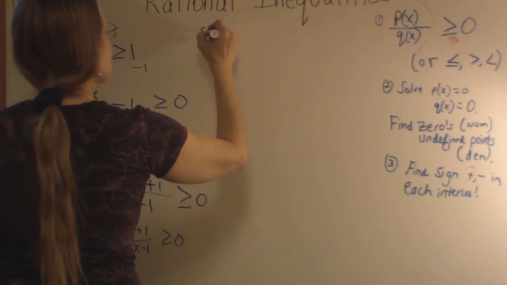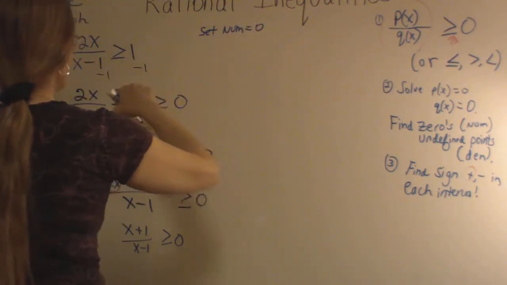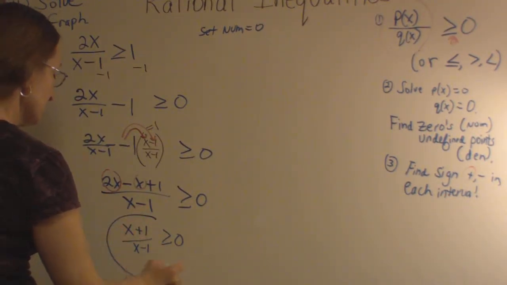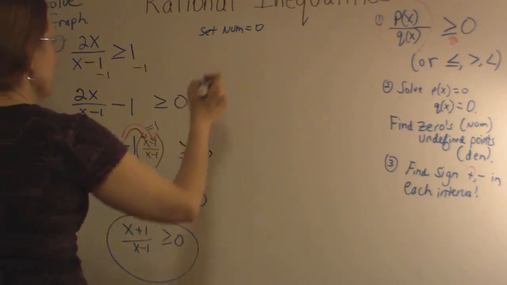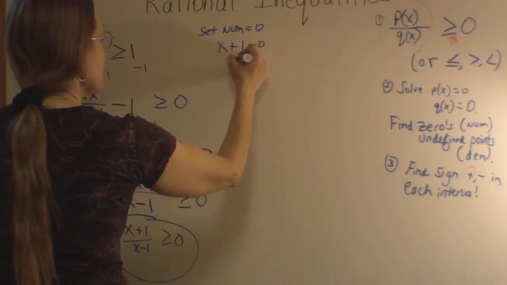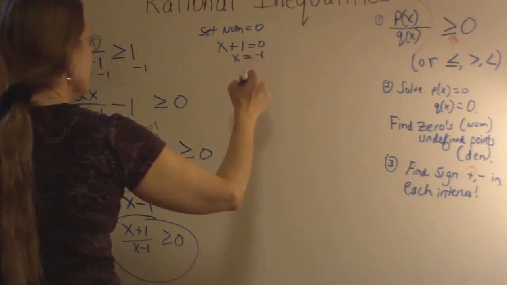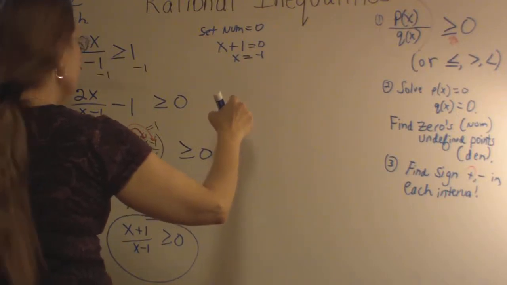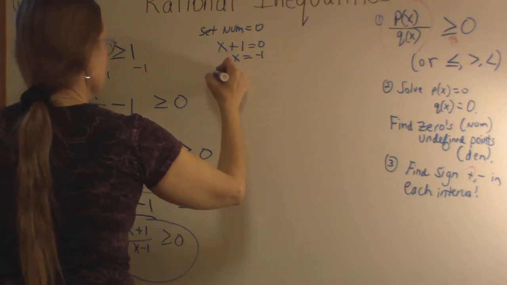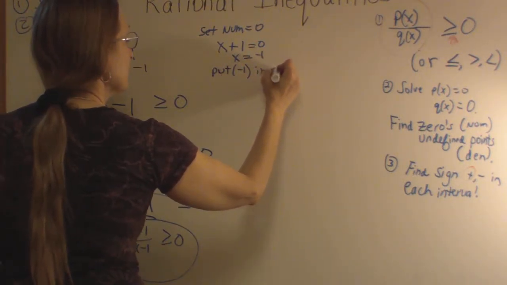So we want to set the numerator equal to 0. So let's do that. We're taking this new expression we have down here. This is the one we're going to work with now. So we have x plus 1 is equal to 0, or x is equal to negative 1. And then what we want to do is put negative 1 in the numerator and the denominator.